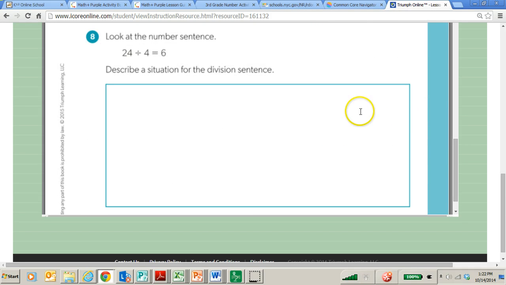And then here it says, look at the number sentence: 24 divided by 4 equals 6. Write a situation for this division sentence. This directly correlates to what the students did in the OLS. And they can come up with their own story problem to write something that would match 24 divided by 4 equals 6. So again, this is one of my favorite books in Triumph Online.